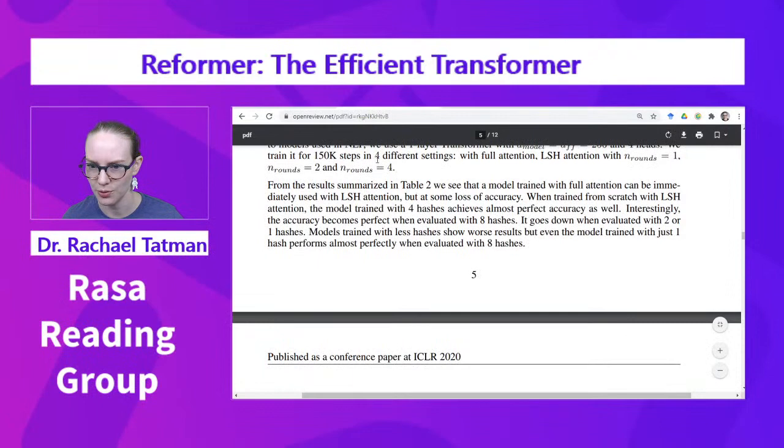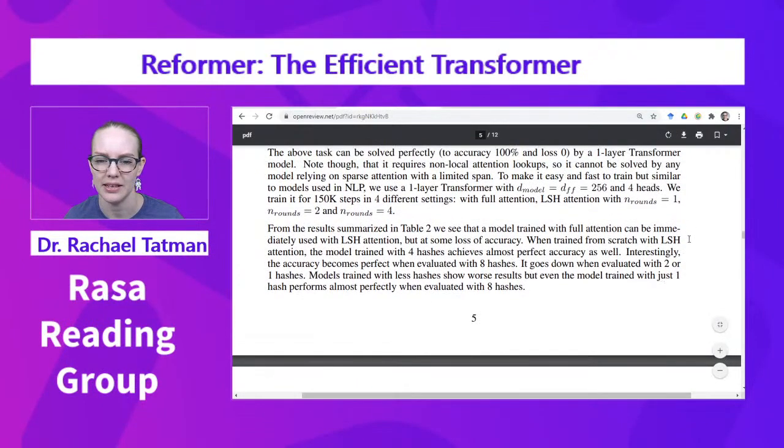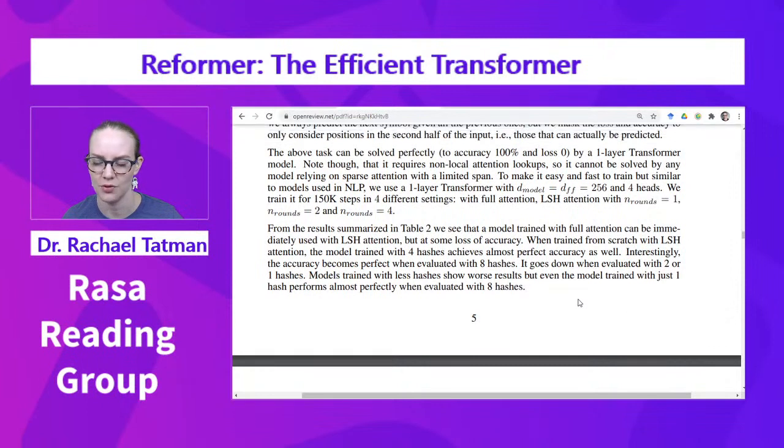From the results summarized in Table 2, we see that a model trained with full attention can be immediately used with LSH attention, but at some loss of accuracy. When trained from scratch with LSH attention, the model trained with 4 hashes achieved almost perfect accuracy as well. Interestingly, the accuracy becomes perfect when evaluated with 8 hashes, so if you kept spinning the wheel 8 times. It goes down when evaluated with 2 or 1 hashes, because there's that possibility that things are going to end up in different bins. Models trained with fewer hashes show worse results, but even the model trained with just 1 hash performs almost perfectly when evaluated with 8 hashes. Okay, so this is a difference between training time and evaluation time.